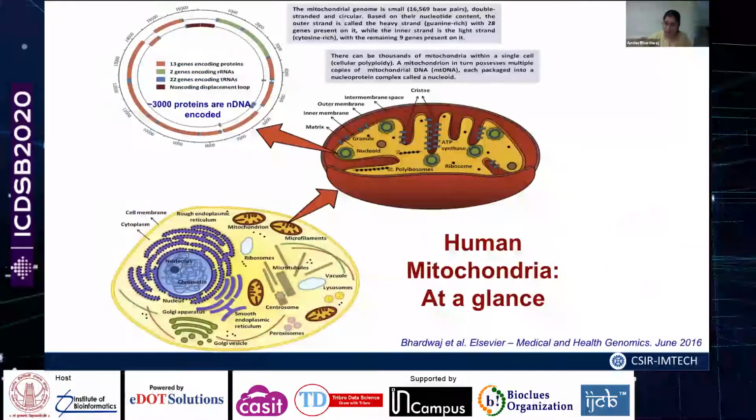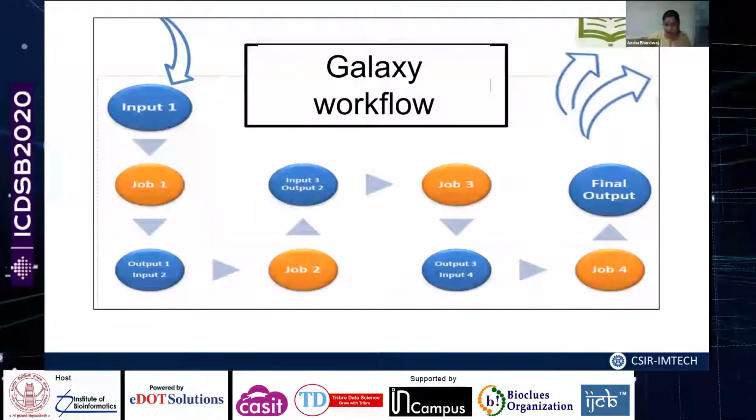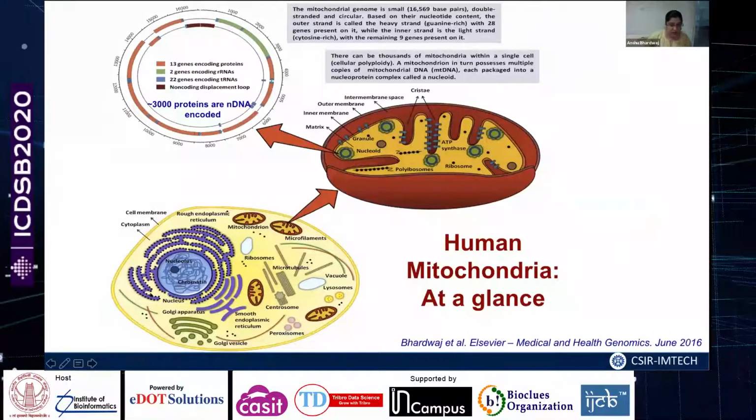So for a very simple understanding, if you see here, this is nothing but a eukaryotic cell, and we know that we all have a nucleus which has a DNA, but we also know that there is something which is called as mitochondria. And mitochondria, there are several in a single cell, and each mitochondria, when you bloat it, you will see that it also has its own DNA. So it's a semi-autonomous organelle.